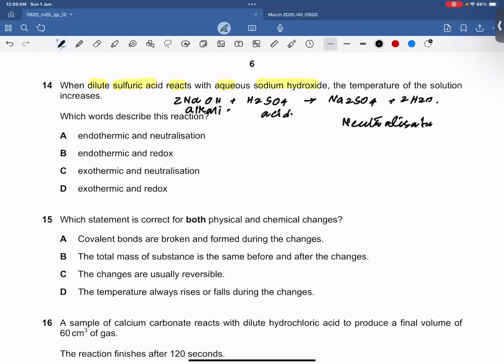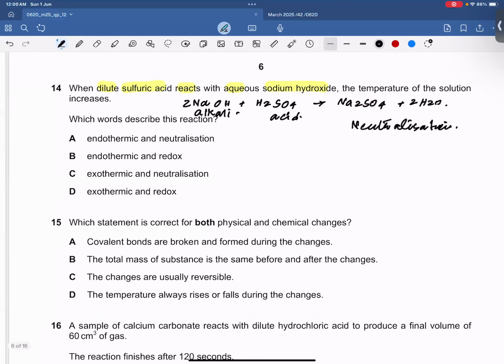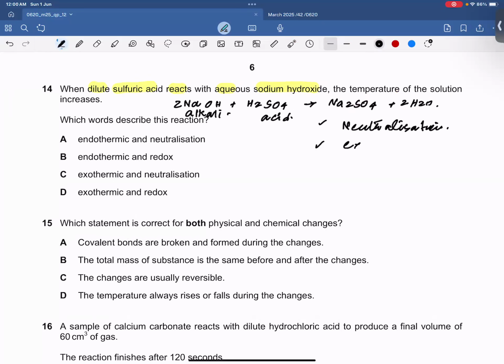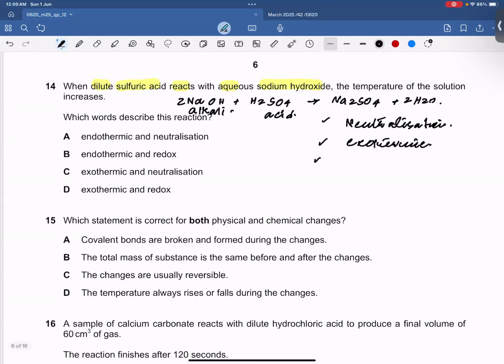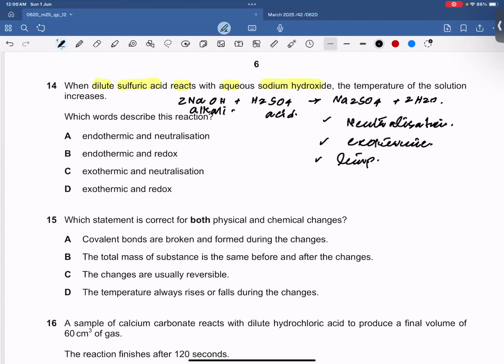Whenever a neutralization reaction takes place, always salt and water is formed, number one, and neutralization, according to my lecture, is an exothermic reaction. So whenever neutralization takes place, energy is given out, and when energy is given out, the temperature of the reaction mixture rises. So the examiner is saying the temperature of the solution increases. So this point proves which words describe this reaction.